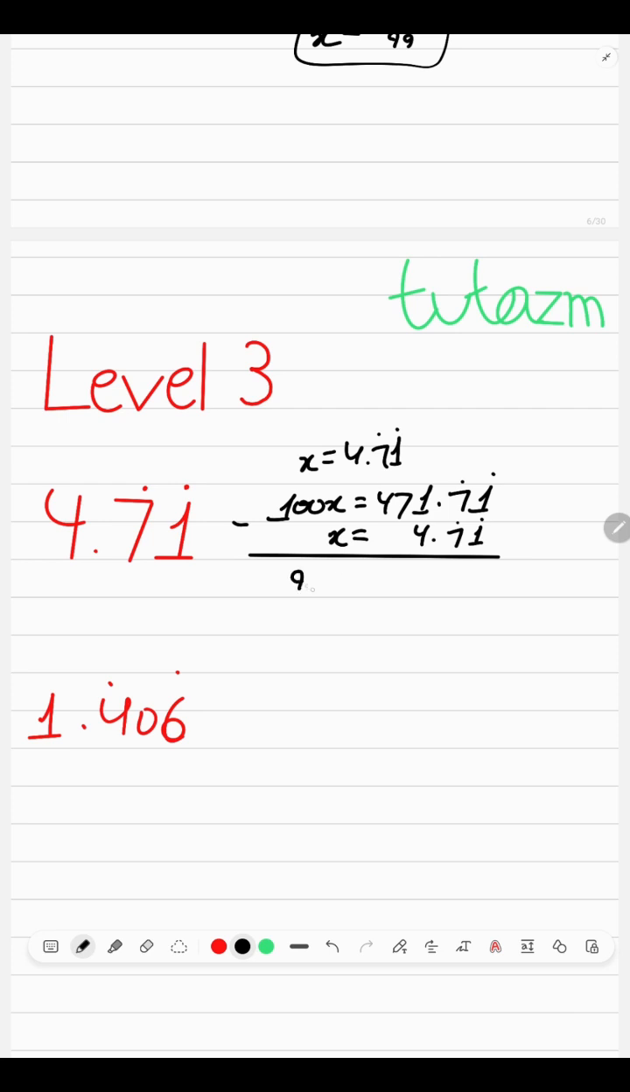On the left side we'd have 99x, and on this side these would cancel out, and then we'd have a 6 here and 11 here. 11 minus 4 would give us 7, and then 46. So our final answer would be 467 divided by 99.